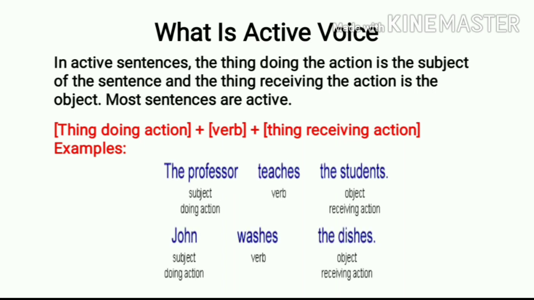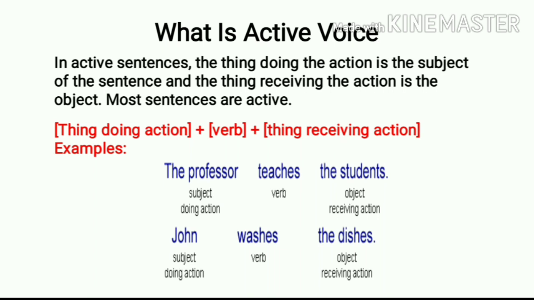Number one, the professor teaches the students. The action of teaching is done by the professor. So the professor is a subject because the professor is doing the action. Now who receives the action? The students. That means the professor is teaching the students. The students is object. That means the action of teaching is received by the students.